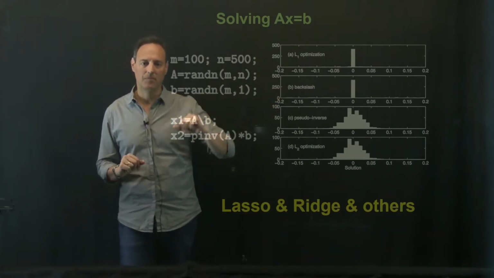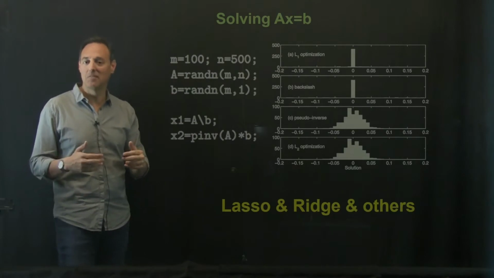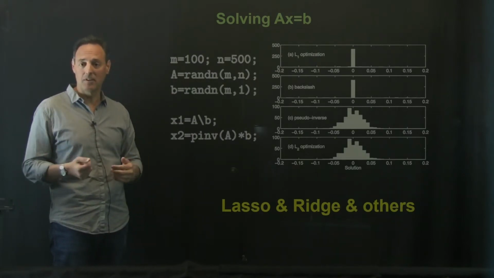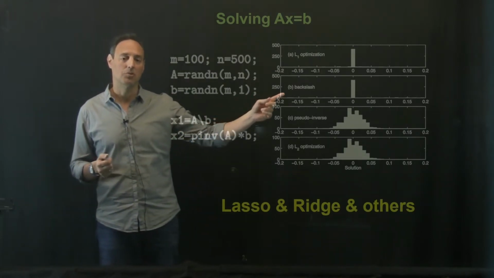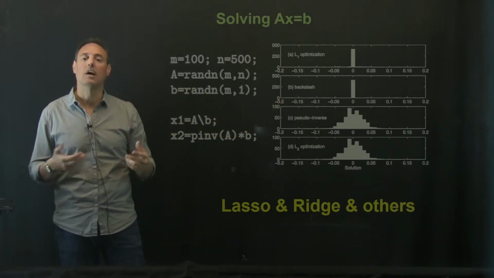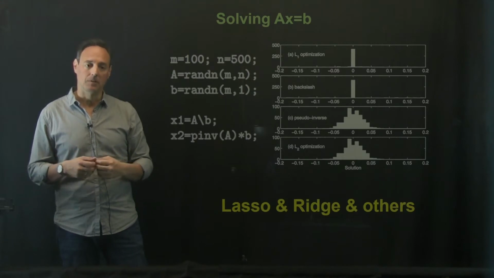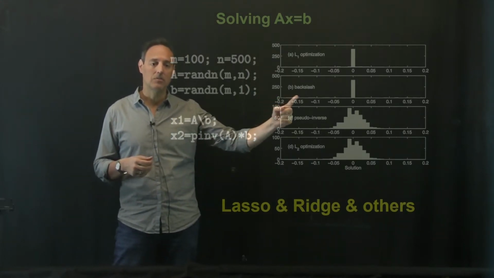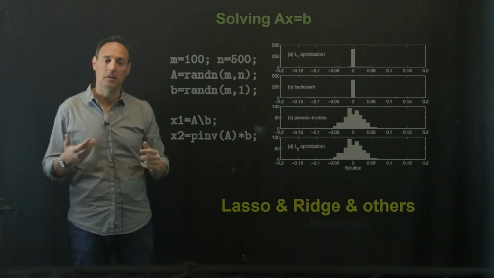The backslash in MATLAB, maybe you did not know what it did, but what it actually does is a QR pivot routine, and it also gives you a sparse solution in the case, like this one here, where you're highly underdetermined. This is actually a different solution than the L1 optimization, but it is sparse.